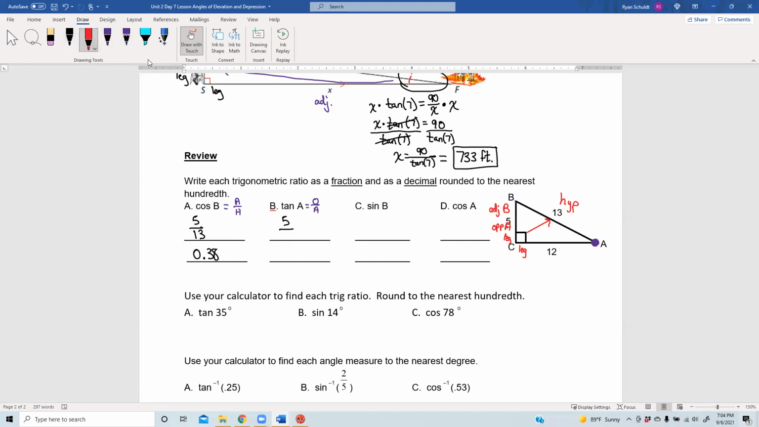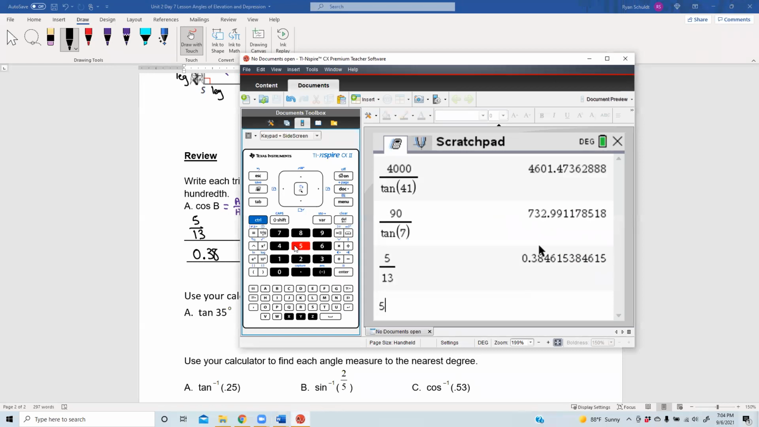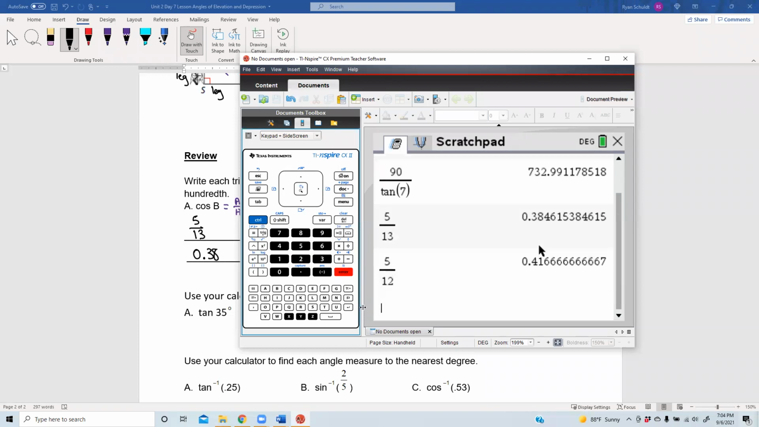Which one's adjacent to A? Don't tell me 13. 13 is our hypotenuse. 12. 12 is adjacent to A. So 5 over 12. You can turn that into a decimal. So 5 divided by 12. 0.42.